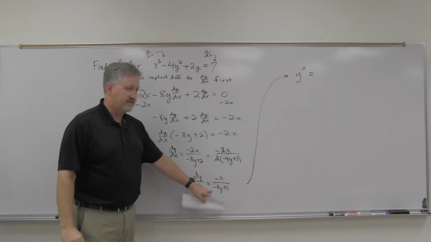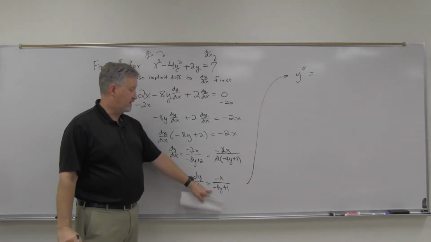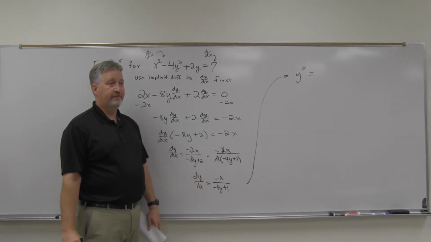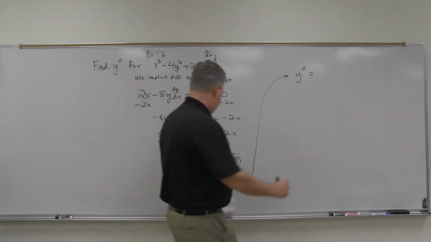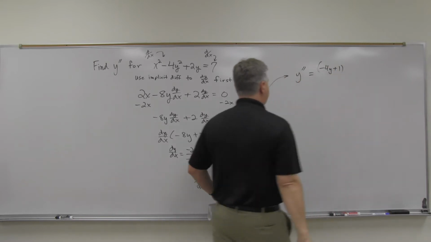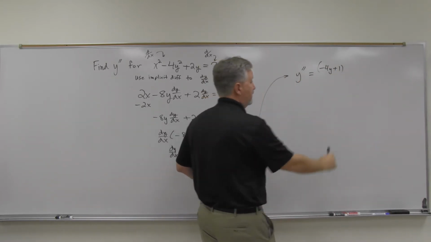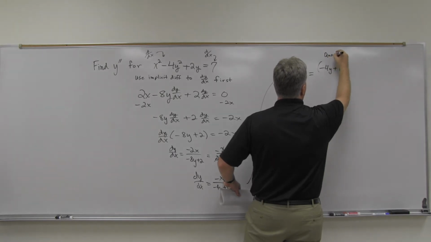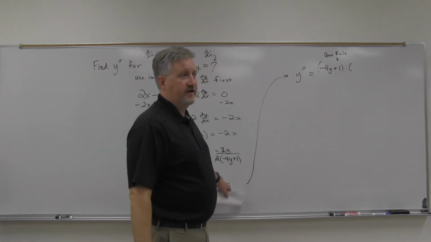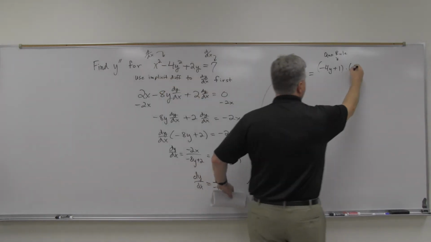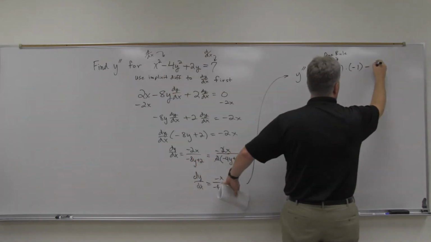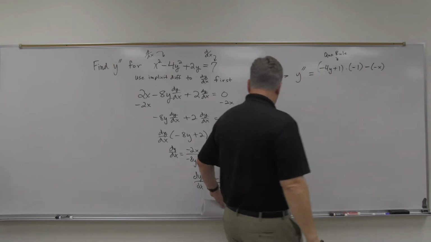So I'm just going to take the derivative of this with respect to x. Well, that's a quotient, isn't it? So quotient rule is what I need to go with. So low, negative 4y plus 1 times the derivative of the high. The high is just negative x, so the derivative is negative 1. And we're doing the derivative with respect to x, so it's just negative 1. Minus the high, negative x, times the derivative of the low.